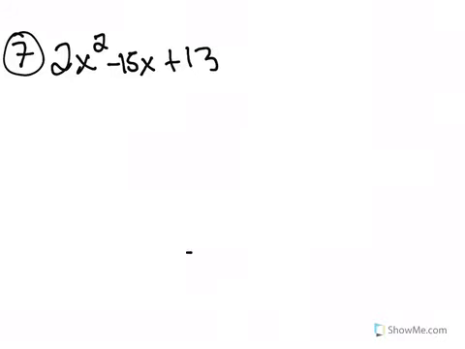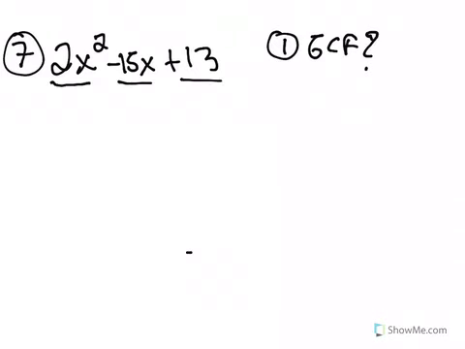Question number 7 says to factor. So we're going to use the 3 questions that we ask. Is there a GCF? Does 2, 15, and 13 all have a factor in common? Do they all have a number in common? Then we're going to ask ourselves, do all the terms, 1 term, 2, 3, have a variable in common? In this case, none of the terms have a variable nor a number in common. Therefore, there's no GCF.